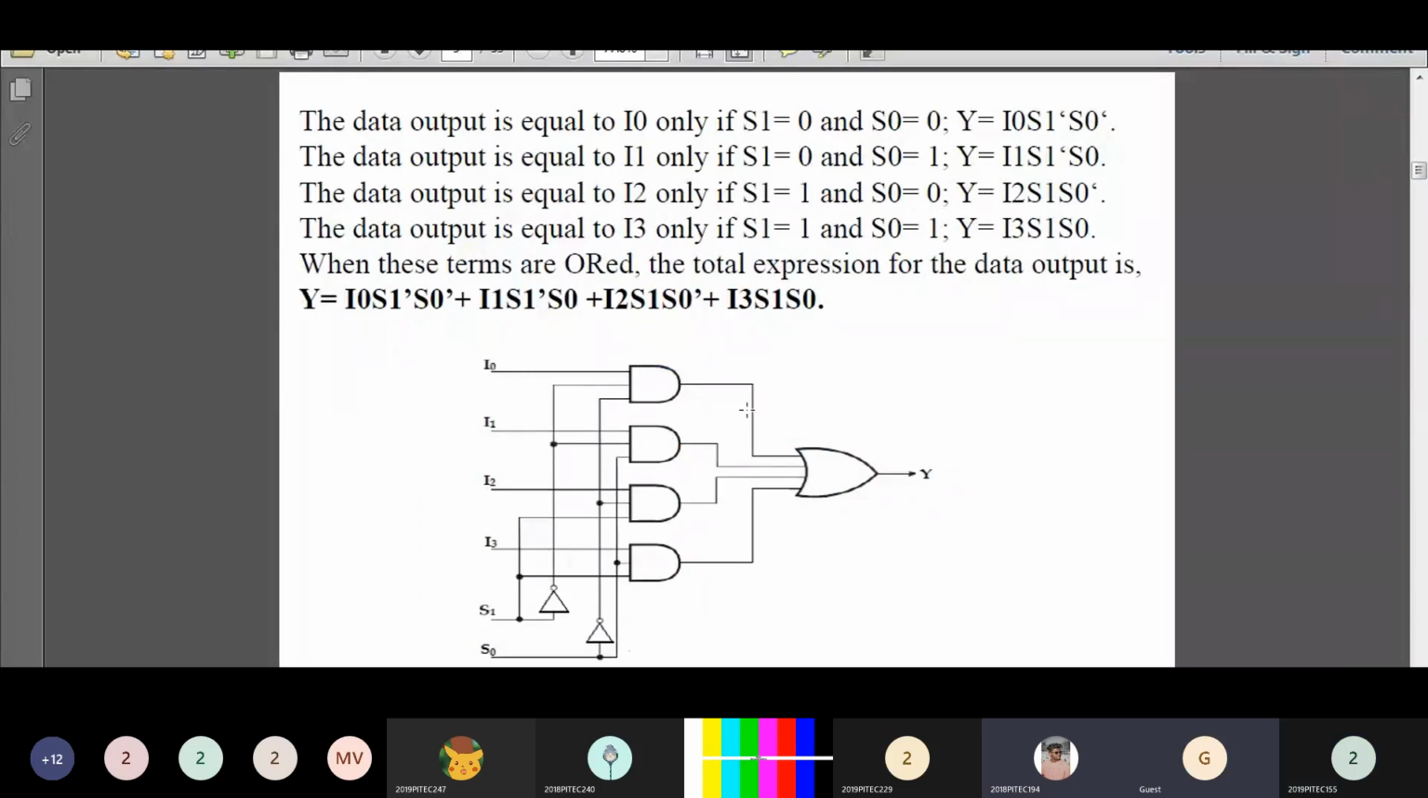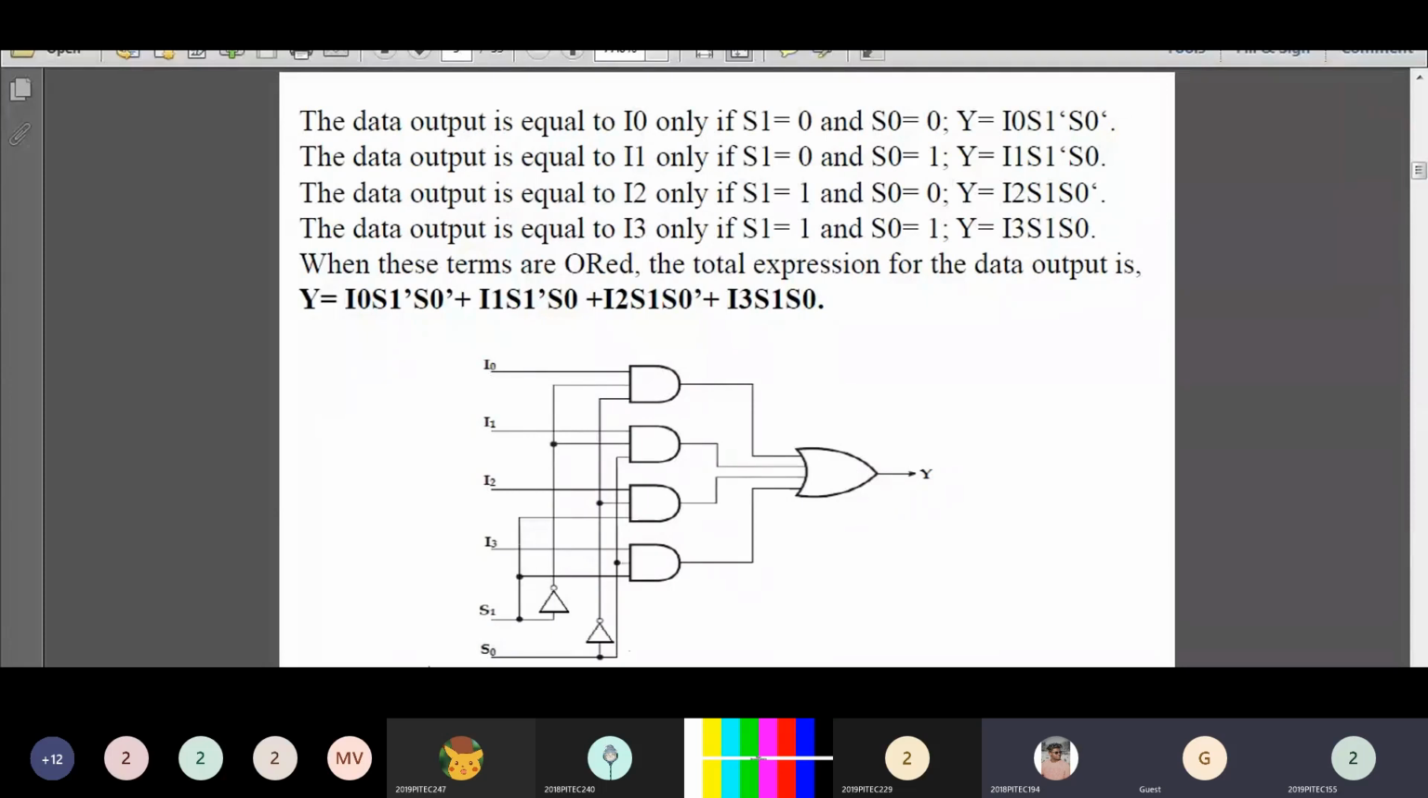This is the logic diagram of our 4 cross 1 multiplexer. I0, I1, I2, I3 are the input lines of the multiplexer, and S1 and S0 are the selection inputs of the mux, and Y is the output of this multiplexer. When the selection input S1 and S0 is equal to 0 0, the first AND gate is enabled and I0 is selected at the output. That is, whatever value is present in I0, that will be your output.